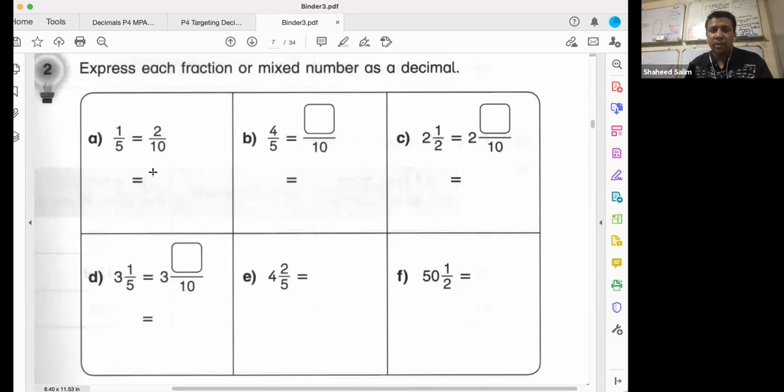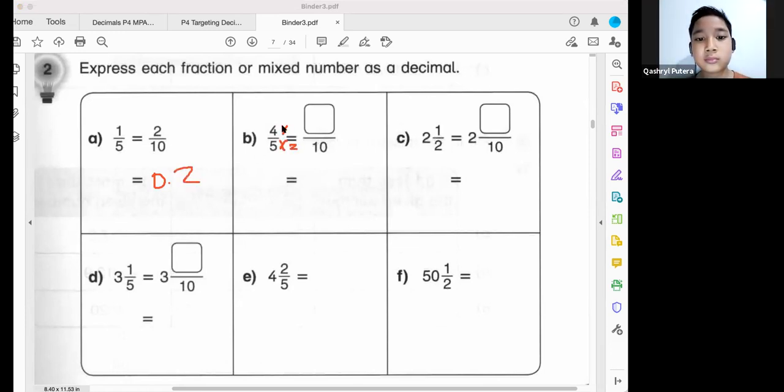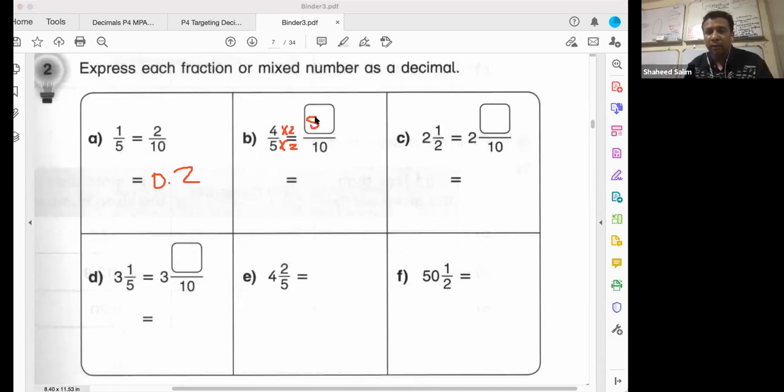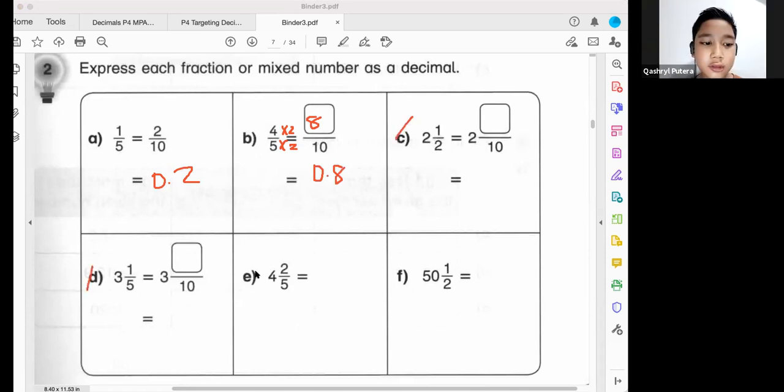Okay, down here 2 over 10. So this one becomes 0.2. I show you the next one. This one you times by 2. You get 8 over 10. 8 over 10 is 0.8. Then you do the rest. You all do C, D, E, F.